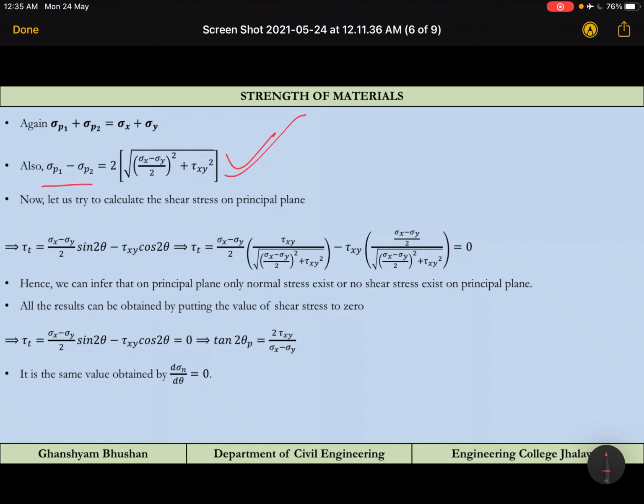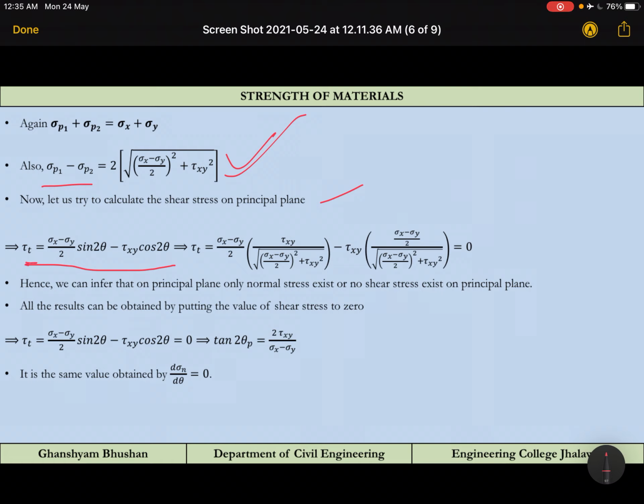We will see that later. Now let us try to calculate the value of shear stress. What is the value of shear stress on a principal plane? This we want to calculate. If we want to calculate this, we have to put the value of theta in this equation, tau t.